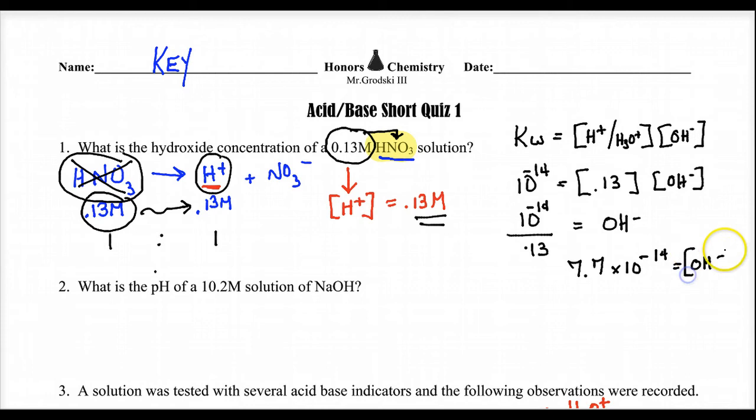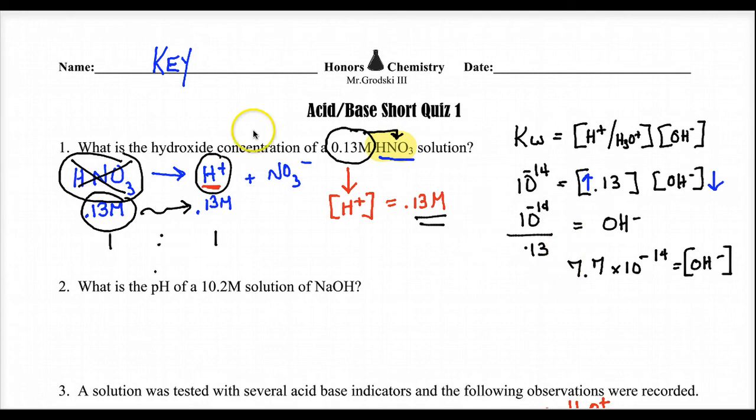Which is tiny. Well, why? Well, this is a small number, which means this number must be a huge number, and it is, comparatively speaking. Usually we're dealing with 1 times 10 to the negative 3, but it's 0.13. That's 1.3 times 10 to the negative 1. So it makes sense that this number is going to be very small, very acidic.